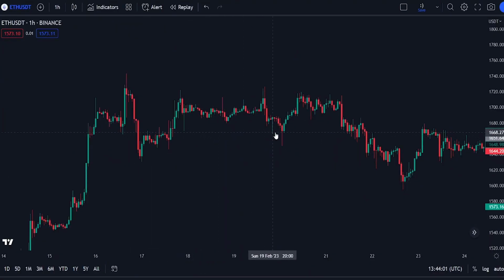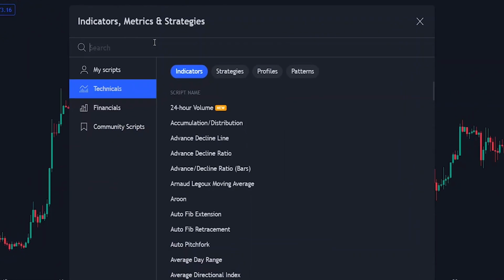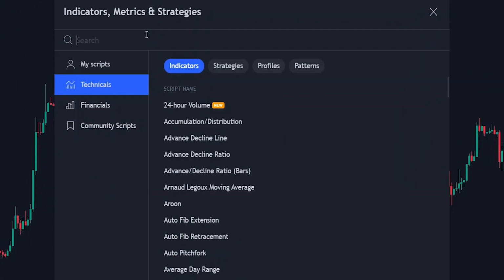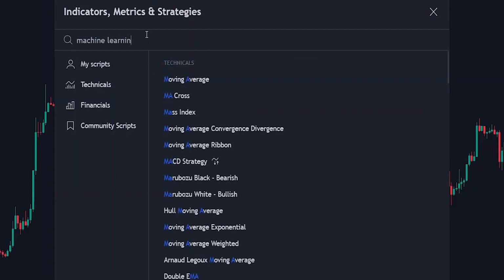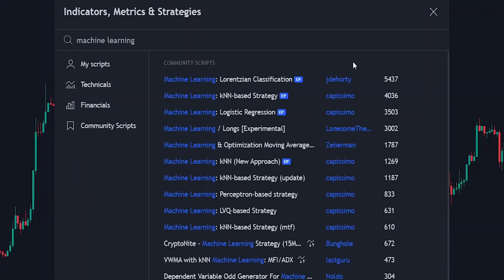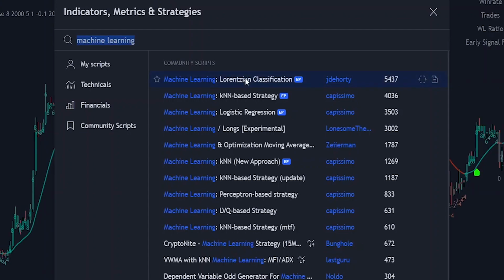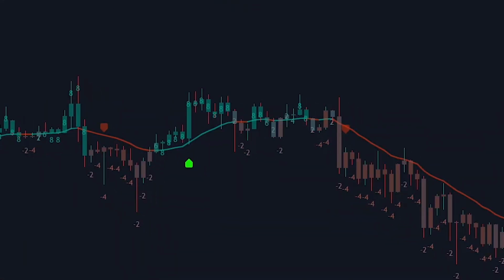So, we are currently looking at a 1-hour chart of Ethereum USDT. Now let's add our indicators. The first indicator we will add to our chart is called machine learning. This is the core indicator in our trading strategy, so make sure to select the right one, which is this one, by JD Horty.